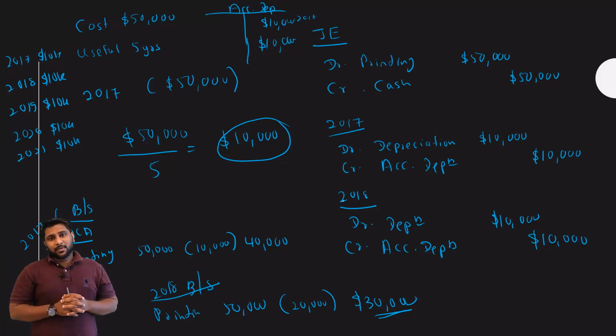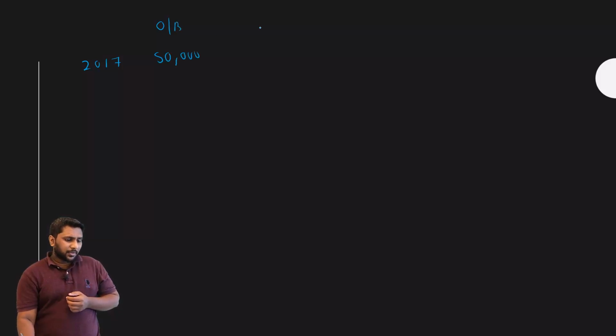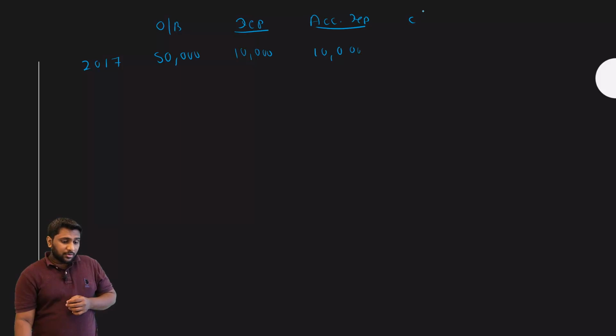10,000 US dollars. If I am preparing the depreciation schedule for you all to get a better understanding, it will be something like this. For the year 2017, when I am starting the year, the opening value of the asset is how much? 50,000 US dollars. And depreciation for that particular year is 10,000 US dollars. In the accumulated depreciation account, you will put that particular year's depreciation, 10,000. Then your closing balance will be how much? End of the year 2017, it is 40,000 US dollars.